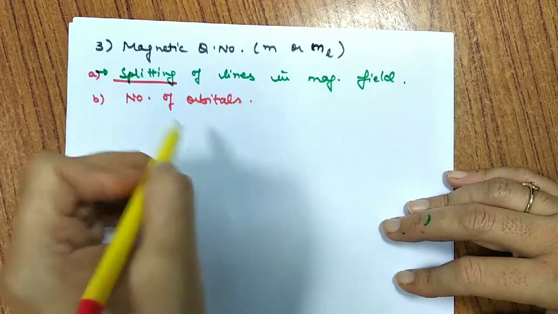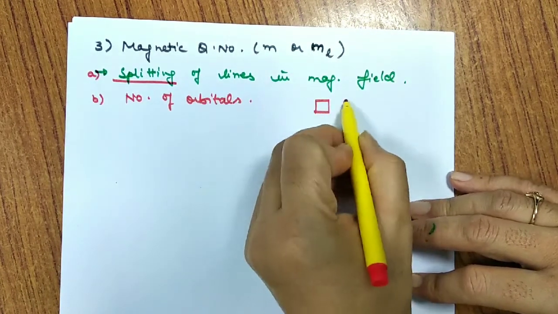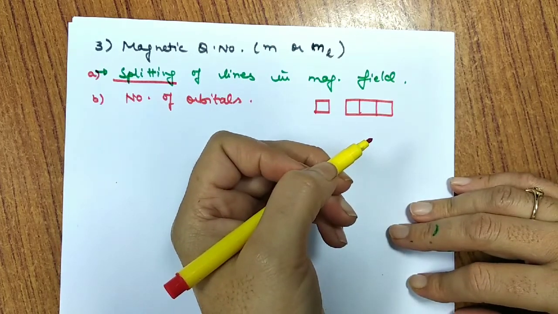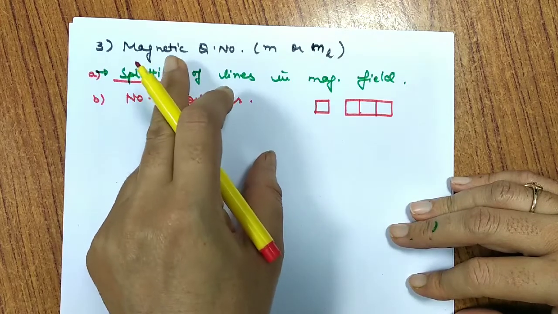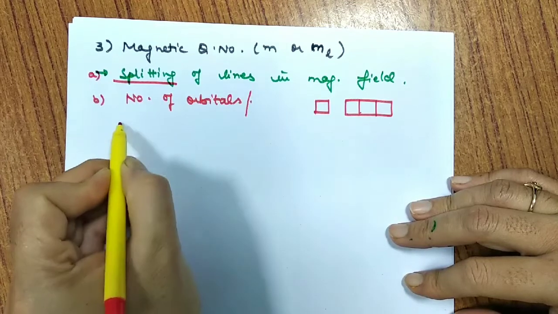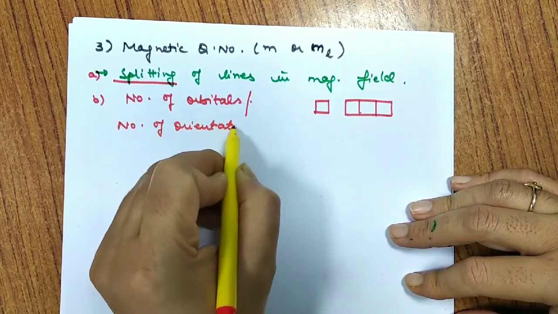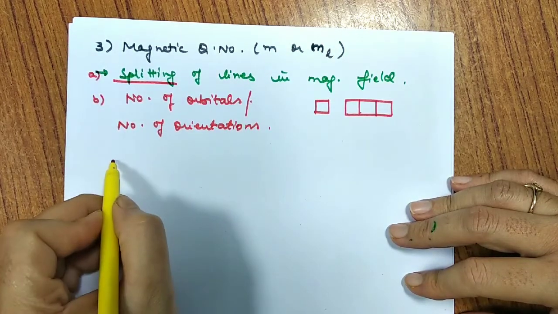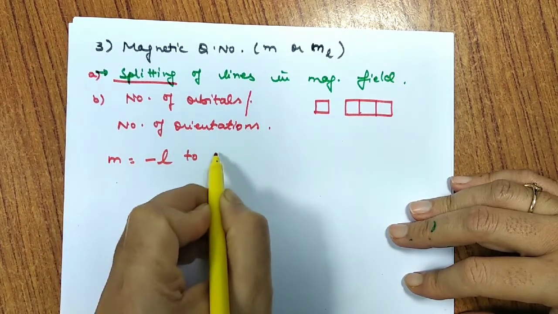What are the number of orbitals present in any subshell? For S we draw only one orbital, for P we have 3 orbitals, for D we have 5 orbitals, and for F we have 7 orbitals. These orbitals can be judged in terms of orientation by the magnetic quantum number. So it tells us about the number of orbitals or the number of orientations of each subshell.